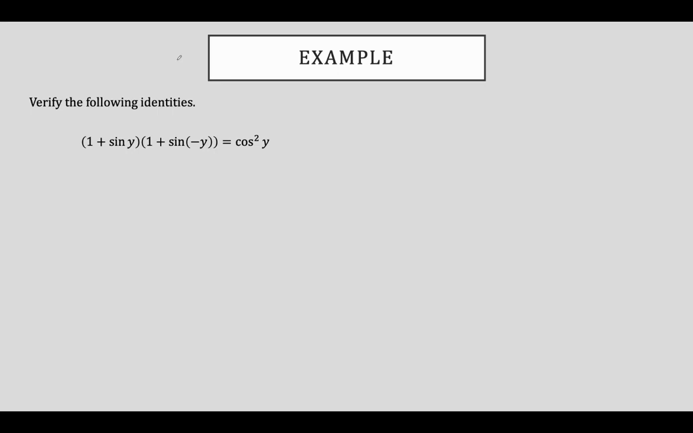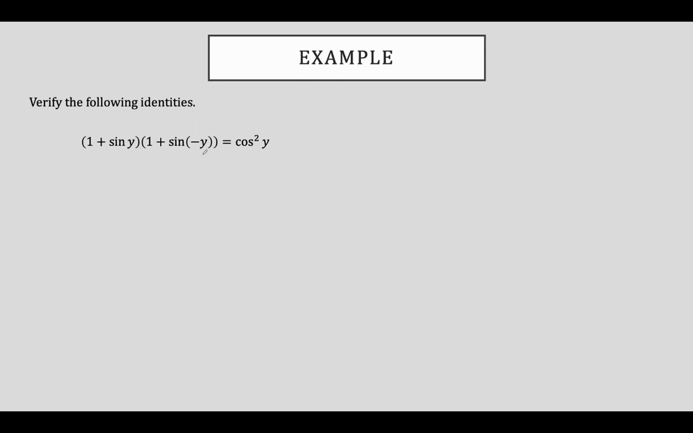Let's look at a few more examples of verifying trigonometric identities. Here we have (1 plus sine y) times (1 plus sine negative y) is equal to cosine squared y. So again, we're trying to make the left-hand side of the equation equal the right-hand side of the equation.